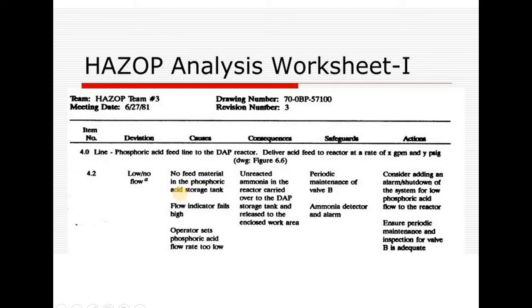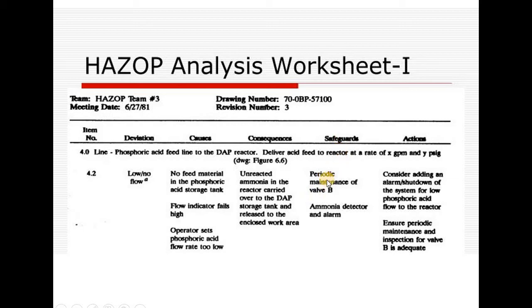My storage that I'm using to have phosphoric acid is empty. My flow indicator is not working, it reads high. The operator sets phosphoric acid too low by mistake. Consequences: unreacted ammonia. I have a lot of ammonia which is unreacted in the reactor, carried to the DAP storage tank, and released to the work area. You have a lot of ammonia released.